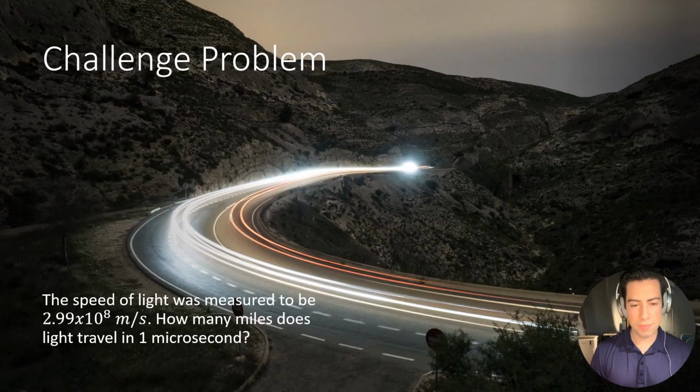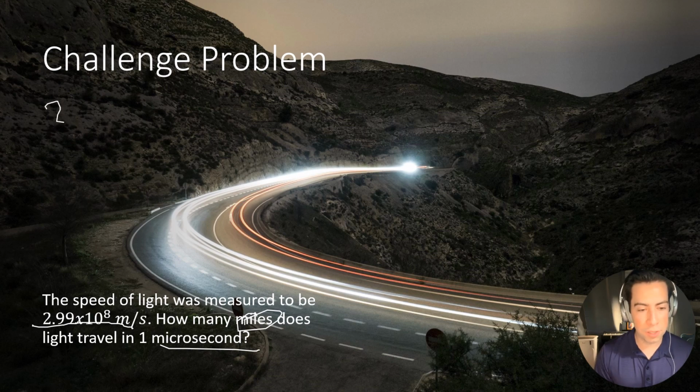Hopefully that made sense. Okay, so now I call this one a challenge problem, but it's actually pretty straightforward. We want to figure out how many miles light travels in 1 microsecond if it's traveling 2.99 times 10 to the 8th meters per second. We're basically going to do the same thing, except now we need to convert 2 units. So let's write it out: 2.99 times 10 to the 8th meters per 1 second.